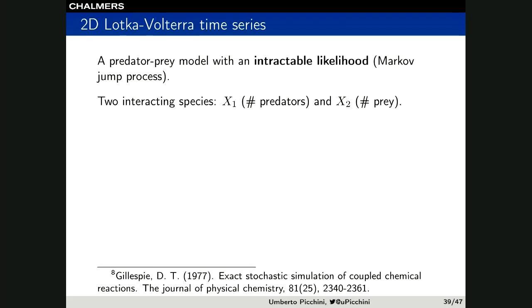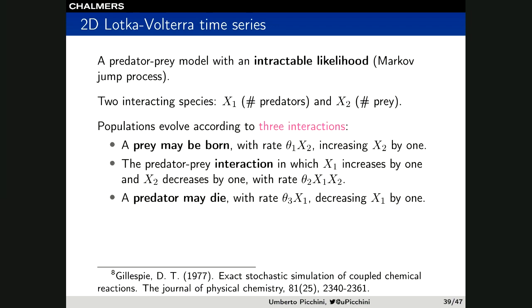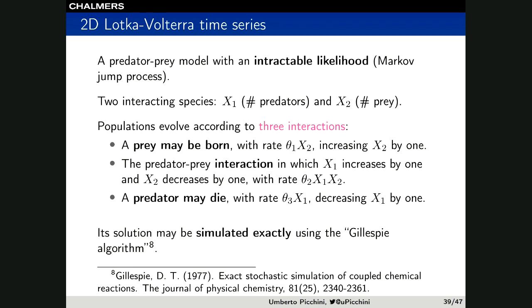And what is a presentation without a Lotka-Volterra example? There has to be a Lotka-Volterra example. So for those of you that are unfamiliar with this example, it's about considering 2 interacting species that you can imagine as the predators and prey. There are 3 types of interactions. A prey may be born, the predator and prey interact and the prey dies, or the predator may die by natural causes. The likelihood is intractable, but it can be simulated exactly using the Gillespie algorithm.